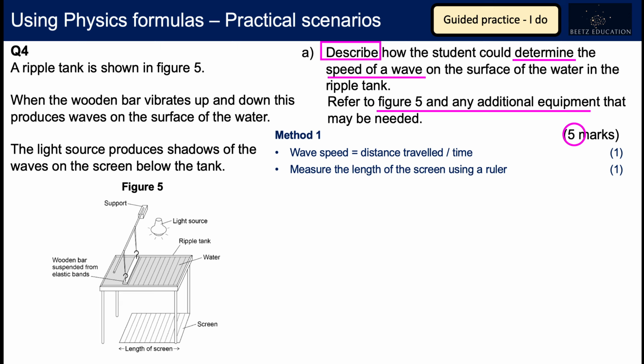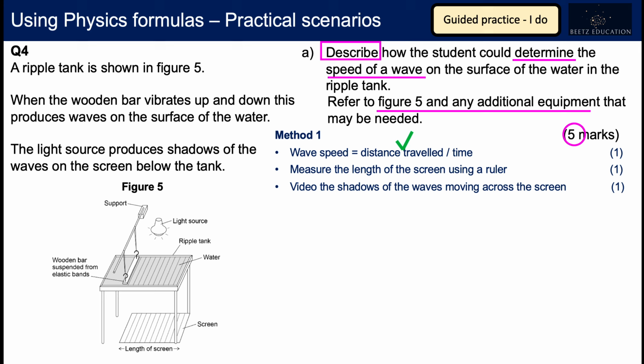Next, how am I going to measure my distance? Well, I'm going to measure the length of the screen using a ruler because I'm told that the waves are going to be shown as shadows on the screen below the ripple tank due to the light source above. So I'm taking my measurements from down here. Tick off distance. I've mentioned that.